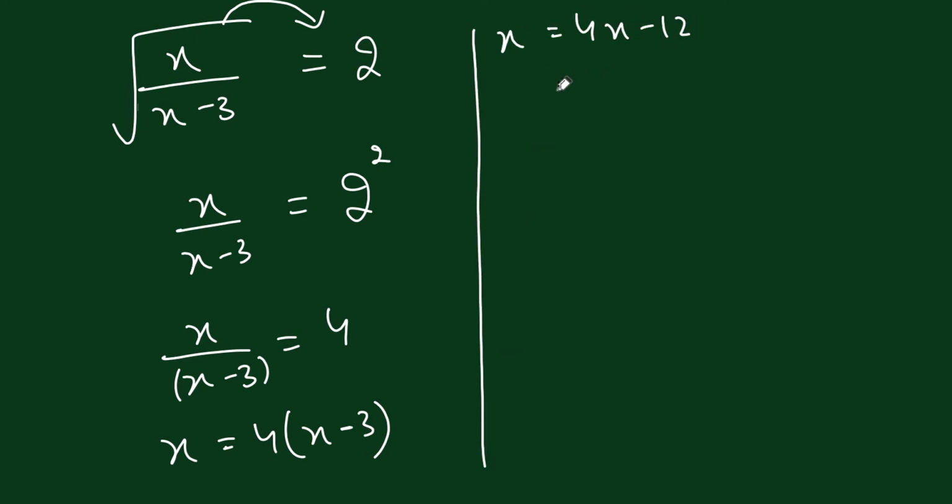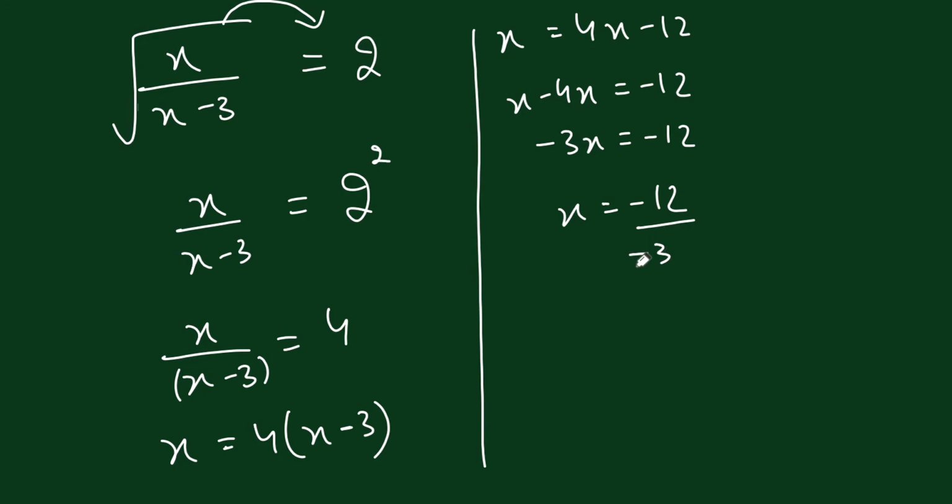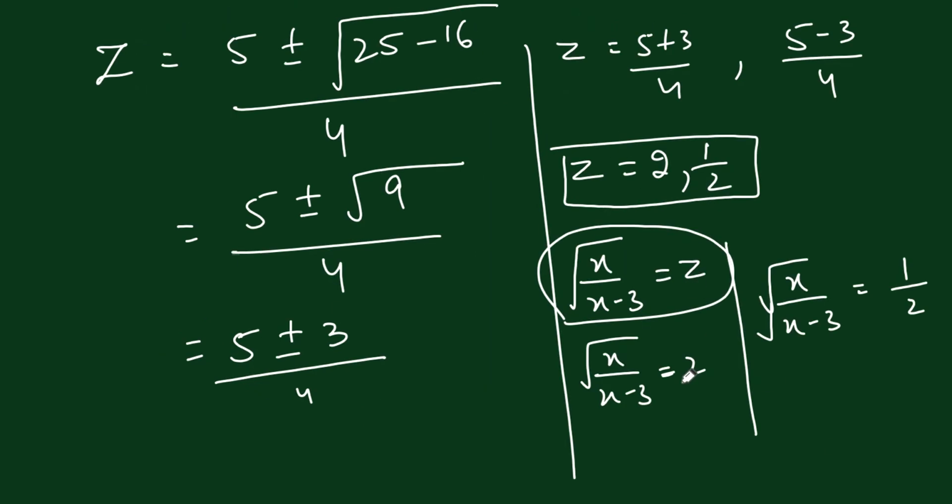and that's x is equal to 4x minus 12, and you got x minus 4x is equal to minus 12, that's minus 3x is equal to minus 12. x is equal to minus 12 divided by minus 3, cancelling, 3 fours are 12, so x is equal to 4. So we got x is equal to 4 when z is 2.